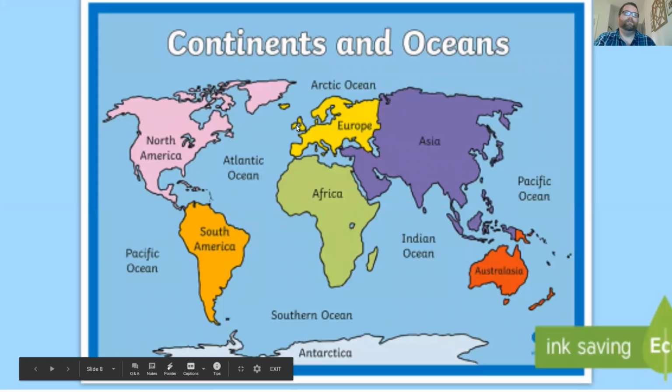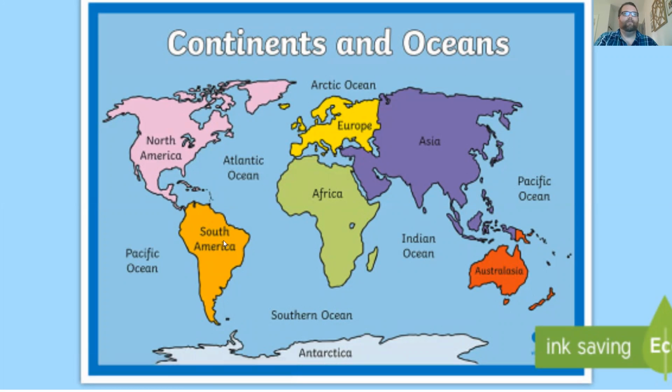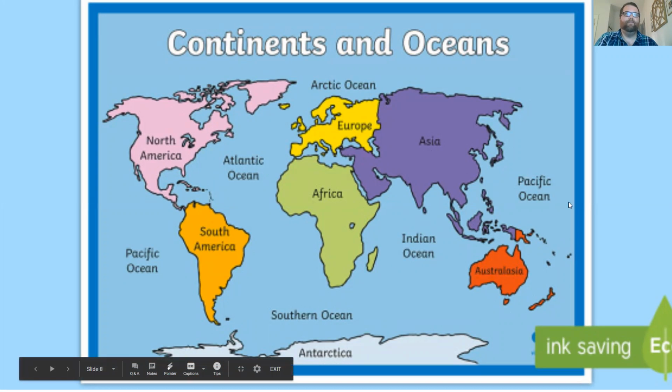The continents and oceans here: North America, South America, Europe, Africa, Asia, Australia. And then we have our oceans: Arctic Ocean, Atlantic Ocean, Southern Ocean, Indian Ocean, and the Pacific Ocean.